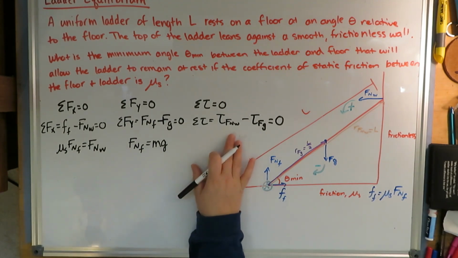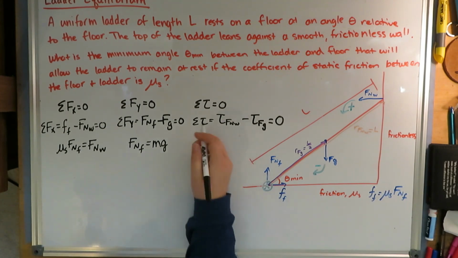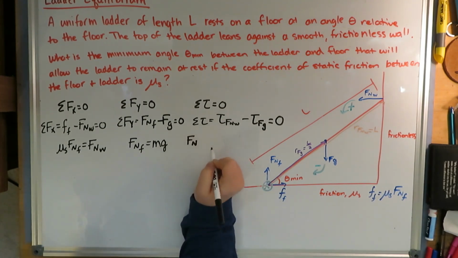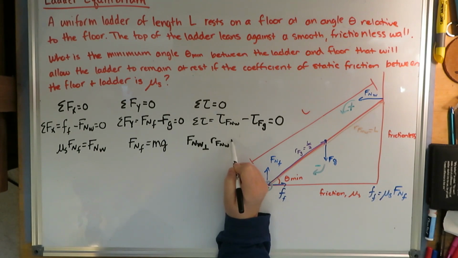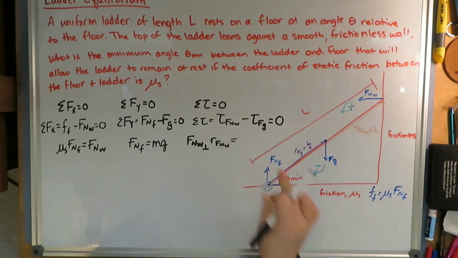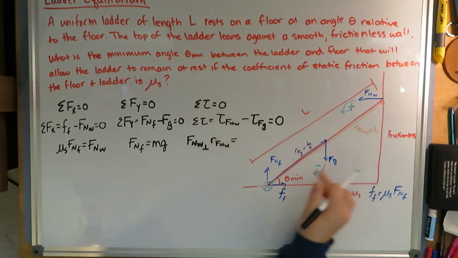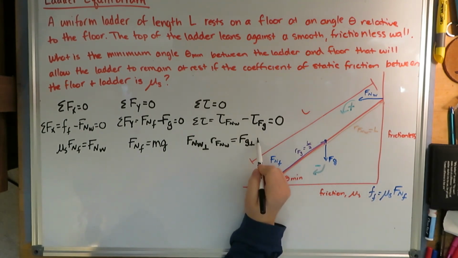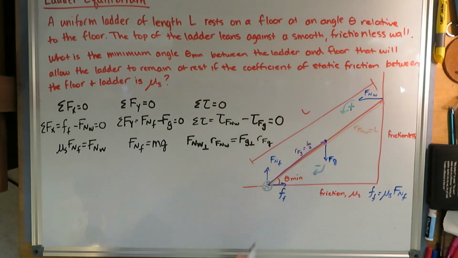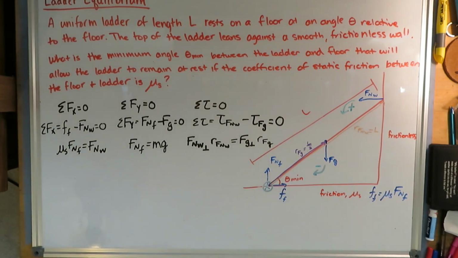So I'm going to leave that m in place, and hopefully it'll cancel out at some point in the end. And then the torque due to FNW is going to be FNW perpendicular times R FNW. And that has to equal the torque due to gravity, which is going to be FG perpendicular times the R due to FG.